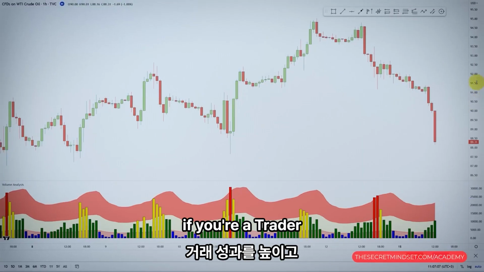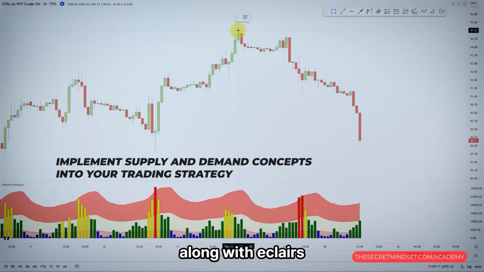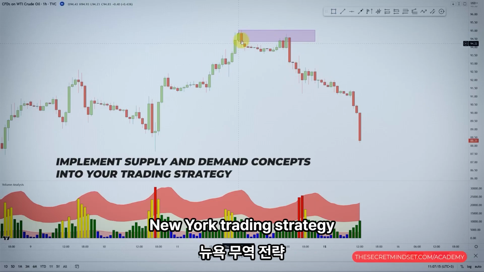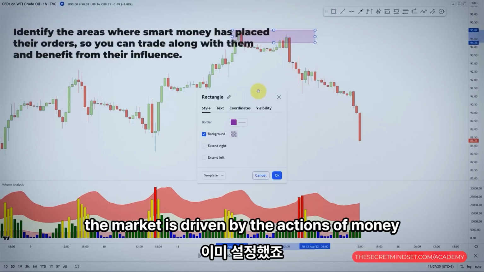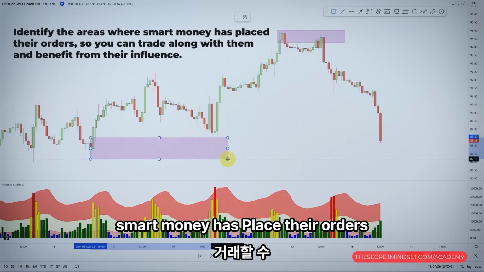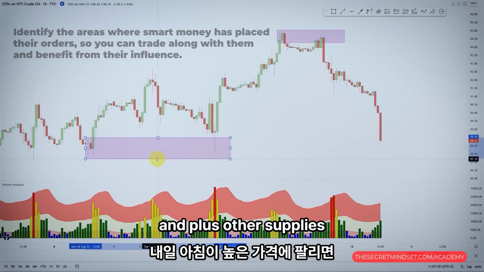So if you're a trader who wants to improve your trading performance and trade along with the big players, the first step is to implement supply and demand concepts into your trading strategy. We already established... orders, you can trade along with them and benefit from their influence.